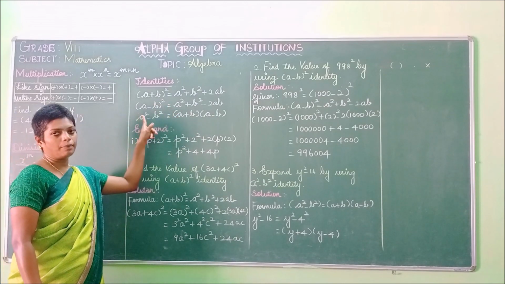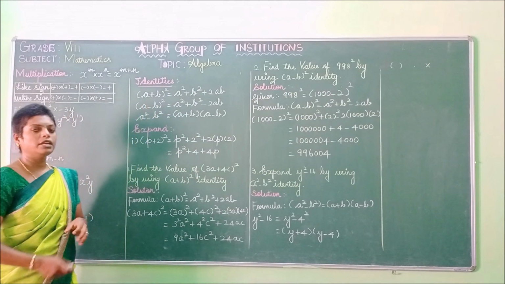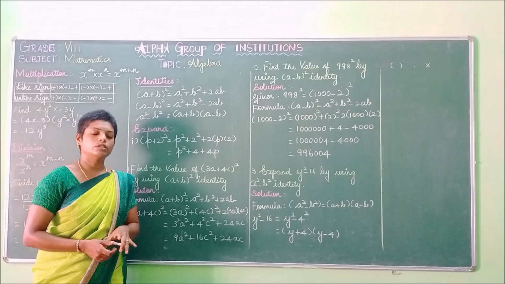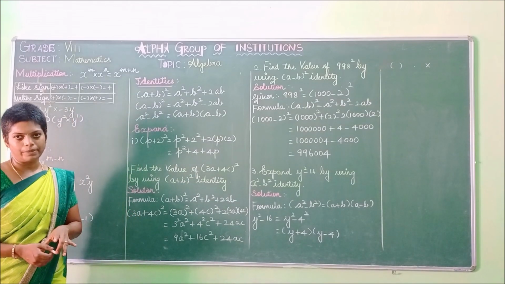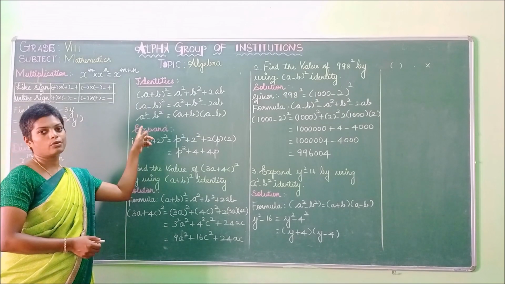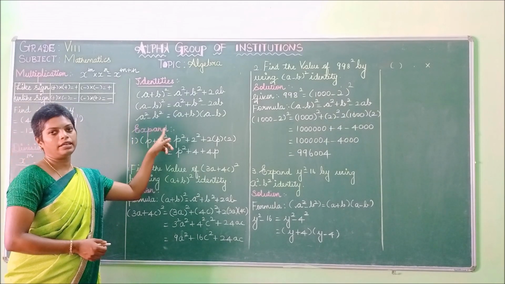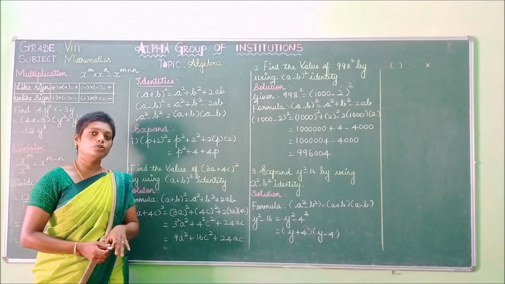And then the next formula: here we taken plus, here we taken minus. A minus b whole square is nothing but a square plus b square minus 2ab. So what is our third identity? A square minus b square can be written as a plus b into a minus b.